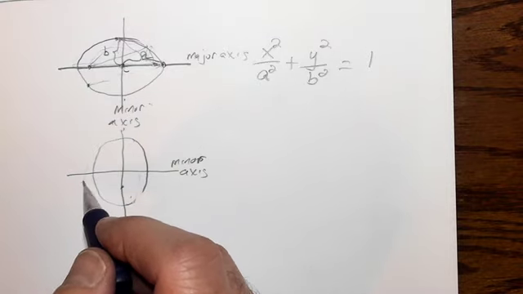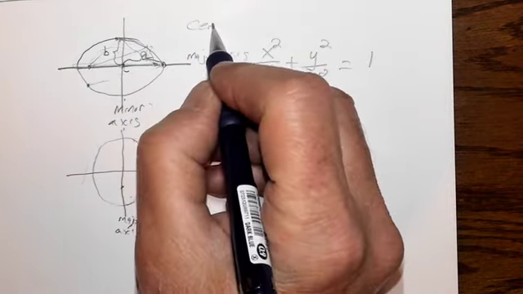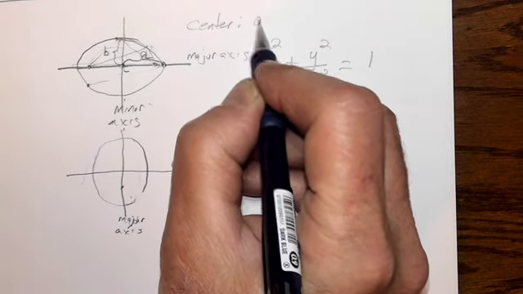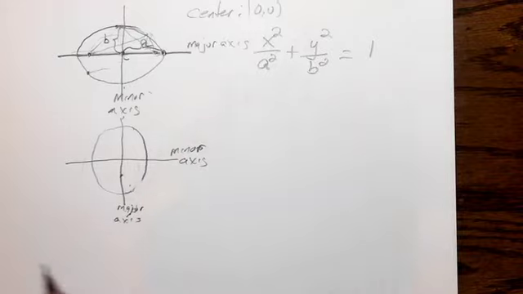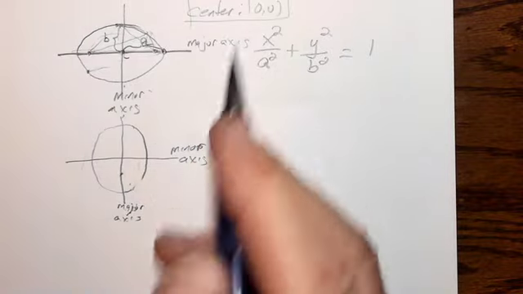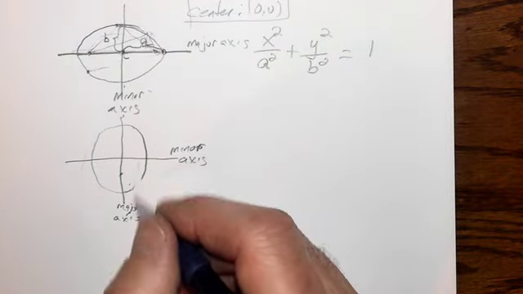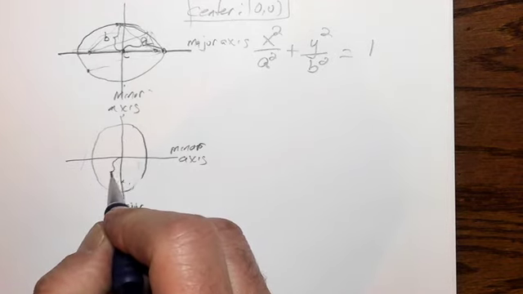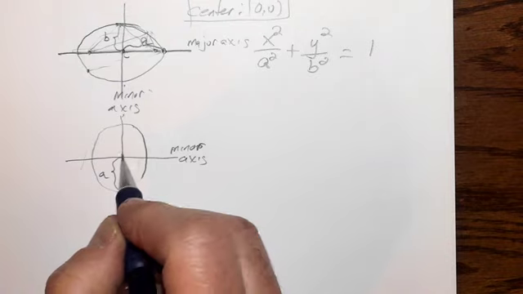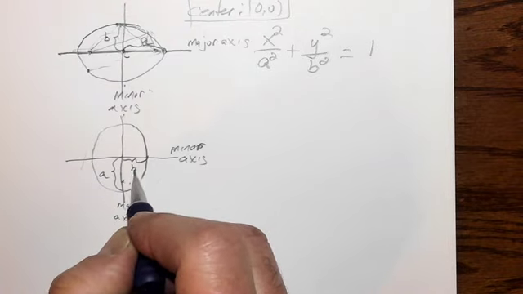Okay, the centers on all of these that we're going to look at are at 0, 0. It doesn't change it a whole lot if they're somewhere else, but that's what we're going to do. For one this way, because the major axis runs this way, this length right here is a, and this length right here is b.